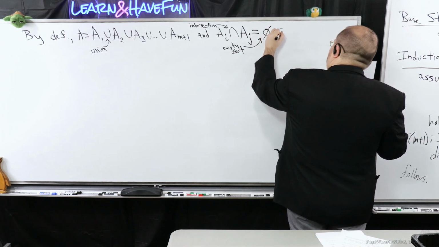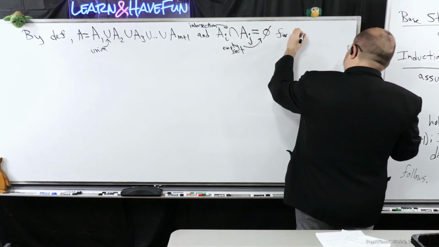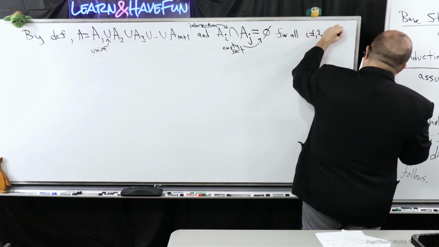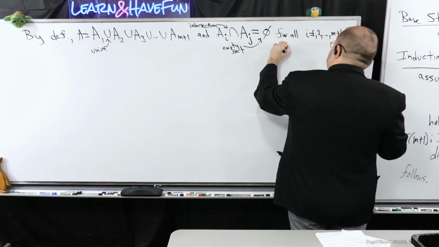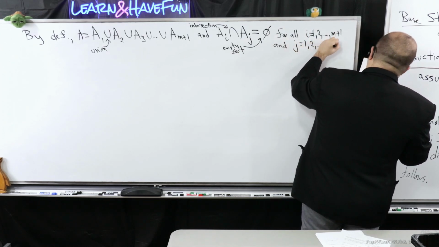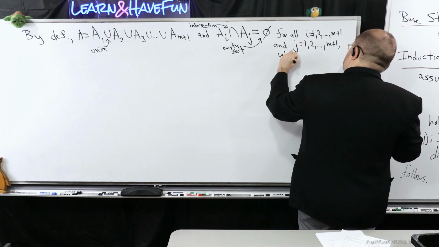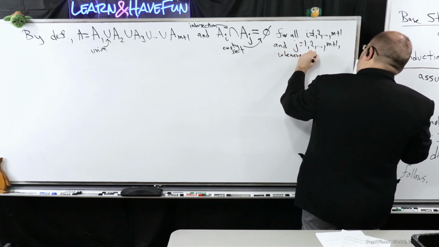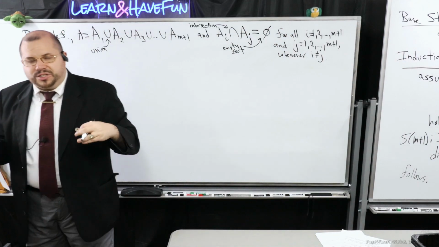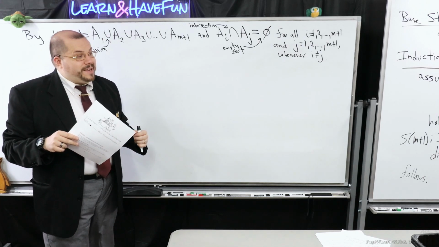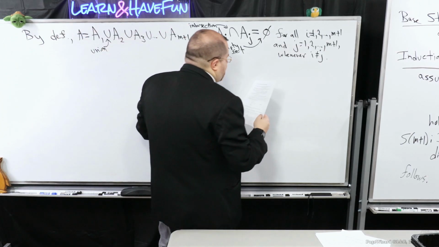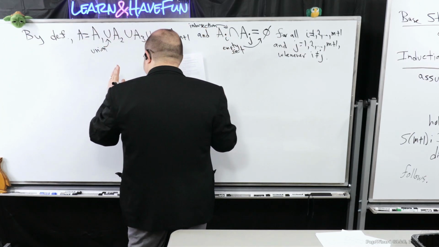So this is true for all. I've got to do this over all of the i's and j's. For all i's equal to 1, 2, all the way up to n plus 1, and j is equal to 1, 2, all the way up to n plus 1, whenever i is not equal to j. So what I'm saying is you can imagine you're just looking at every one of the possible pairings of these, like we did in our example with the buckets. And I said that there's none in common. That's all this is saying. There's nothing scary about that.